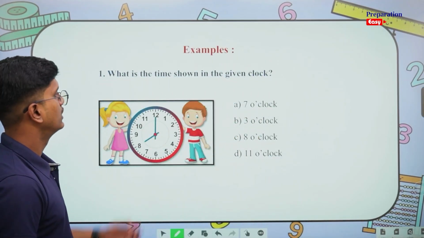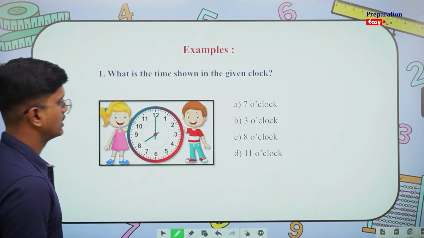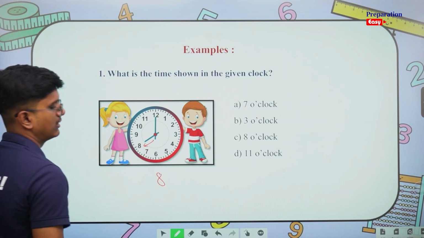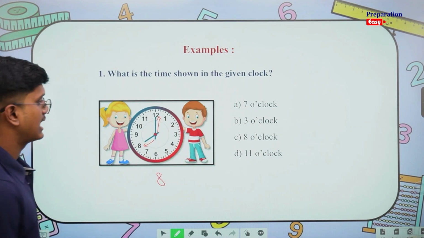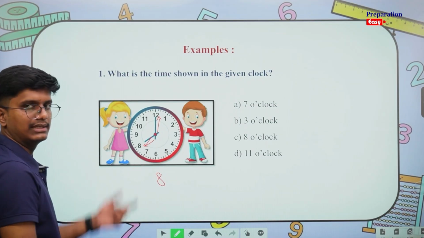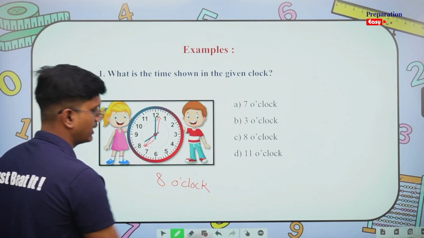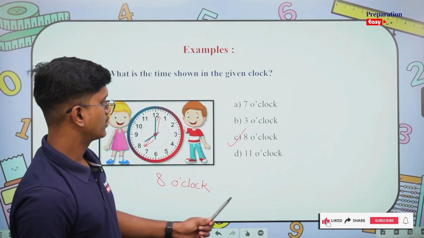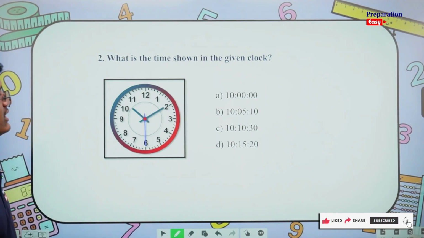Okay, so we will solve some examples regarding time. What is the time shown in the given clock? So our hour hand is on the 8. Okay, it's something like 8, and the minute hand is on the 12, and we have seen that whenever the minute hand is on 12, we only check the hour hand, so it's going to be 8 o'clock, right? So option C is our answer. It's going to be 8 o'clock.